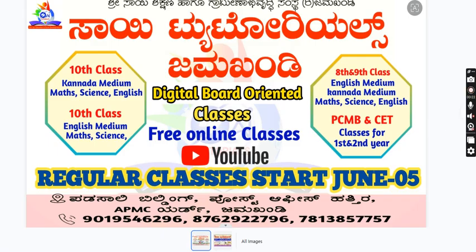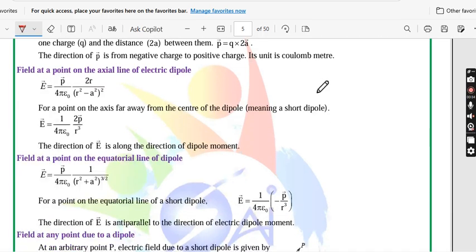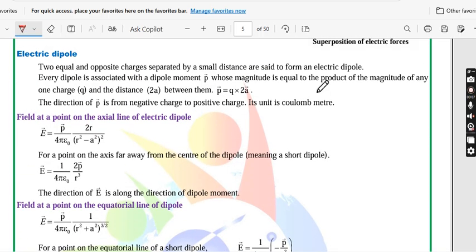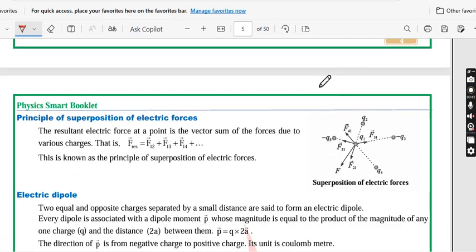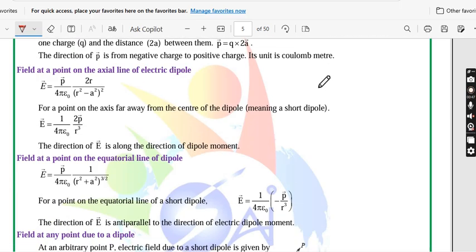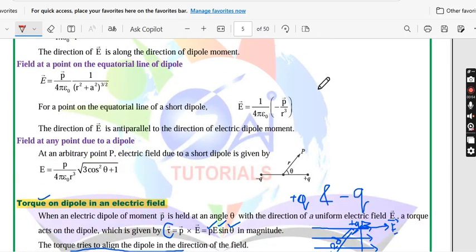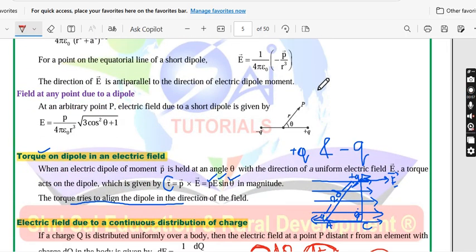So dear students, today I am going to discuss the next concept related to your first chapter, that is electric field and charges. In yesterday's class, in the previous sessions, we discussed the principle of superposition of electric forces, electric dipole, and some applications related to the field at a point on the axial line of an electric dipole, the field at a point on the equatorial line of a dipole, and the field at any point due to a dipole.